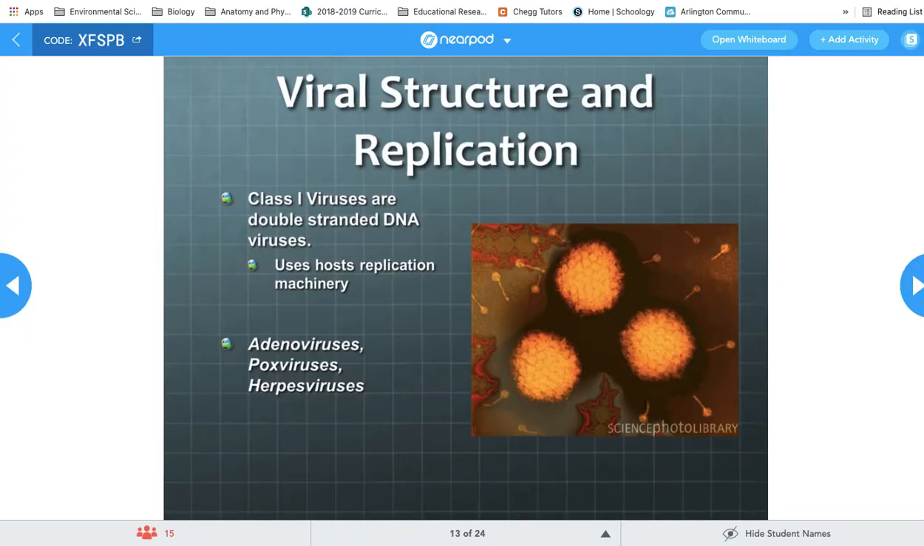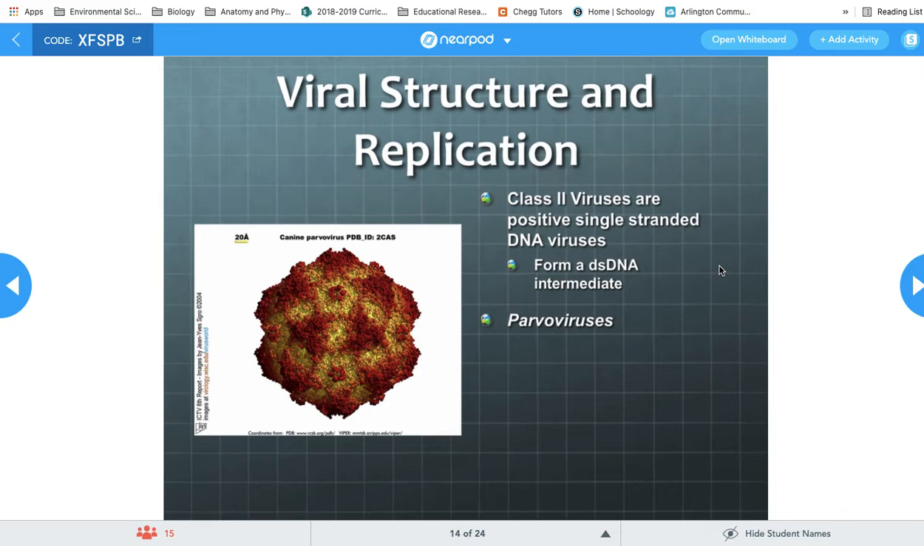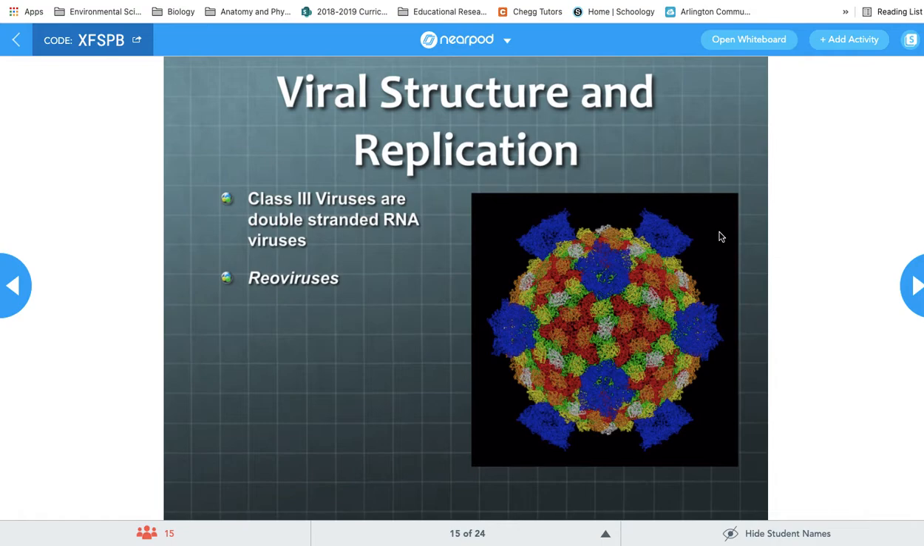So going back. Class 2 virus is a positive single-stranded DNA. An example is the parvovirus. And these intermediates are great, but I'm not going to hold you accountable to those. The biggest thing is knowing class 2 is positive single-stranded DNA. Now, class 3. Class 3 viruses are double-stranded RNA viruses, or called reoviruses.